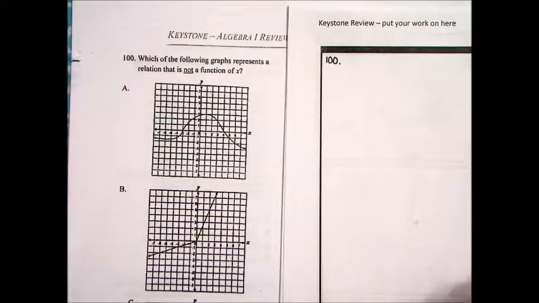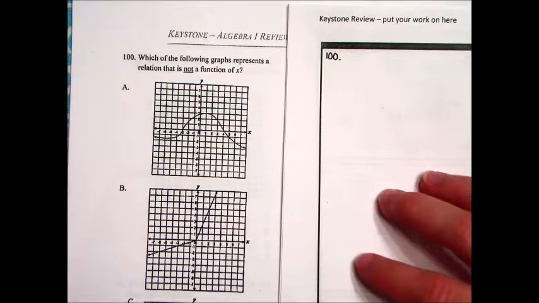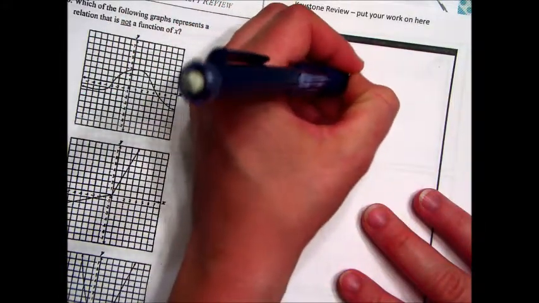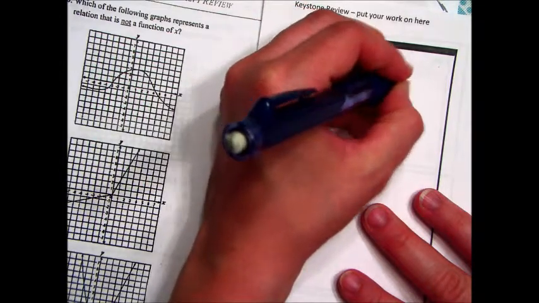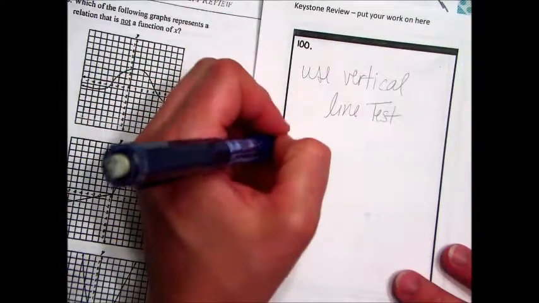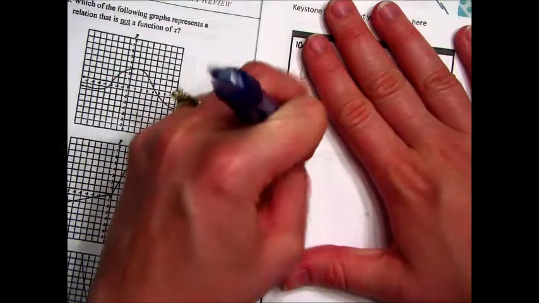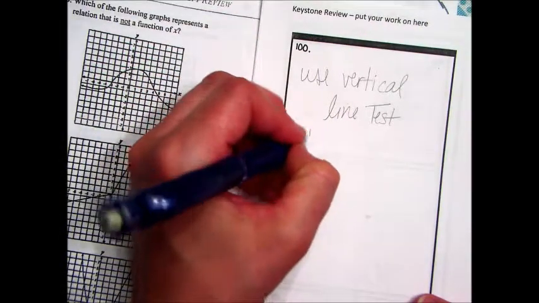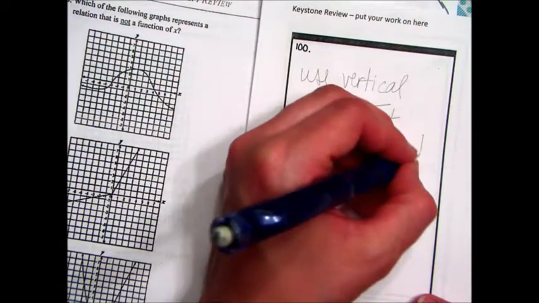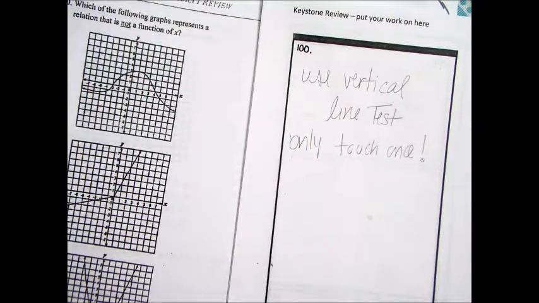Who knows? Which of the following graphs represents a relation that is not a function? So when you're given a graph and you're supposed to determine a function, you want to use the vertical line test. Okay? So what you're going to do is, if you can draw a vertical line, it can only touch once. So which one is not a function?